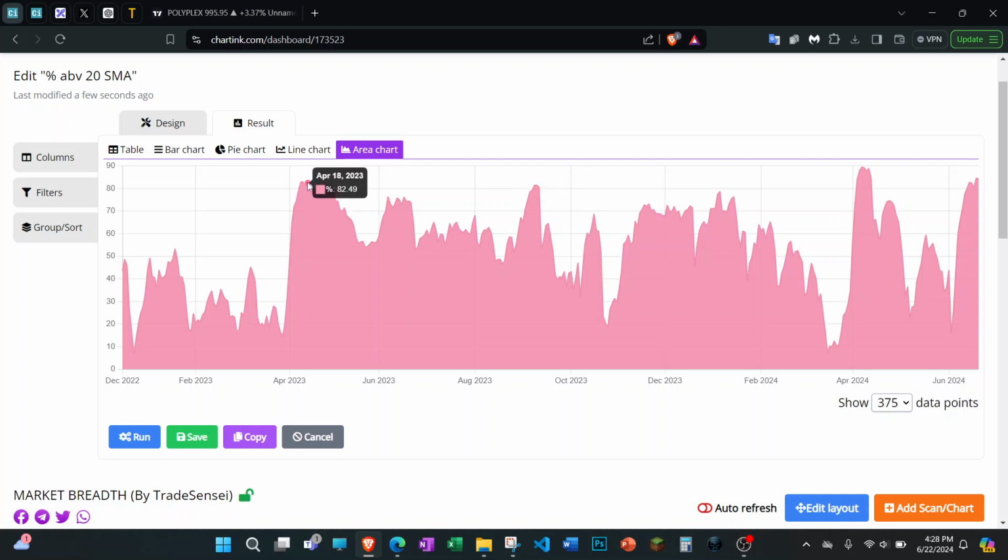You can see here in April 2023 this happened, and this number came down because the market corrected a bit, or at least the breadth was not that strong. Again in September a similar thing happened. Again in January 2024 a similar thing happened, and in April again, and now a similar thing is happening again.